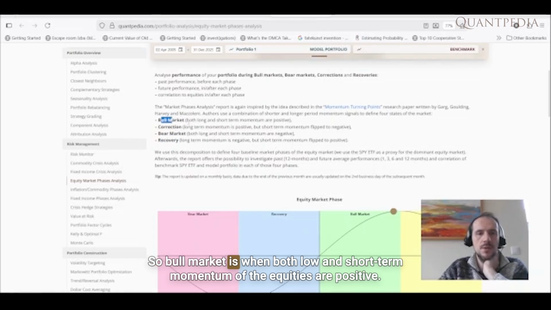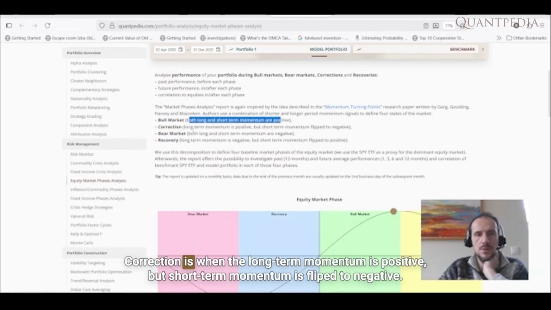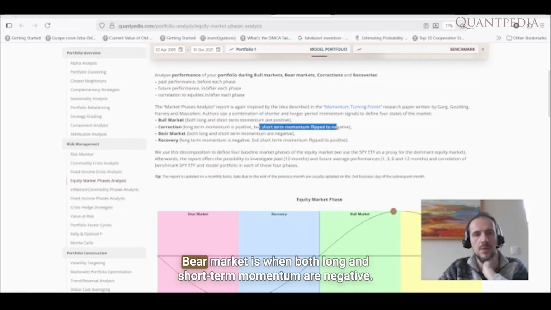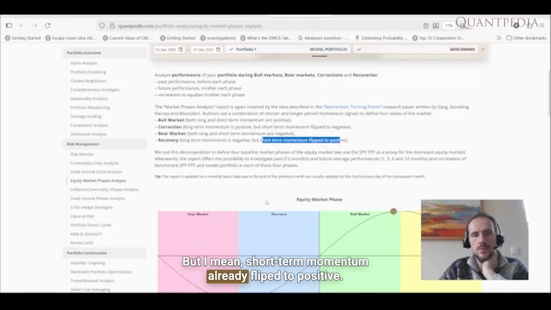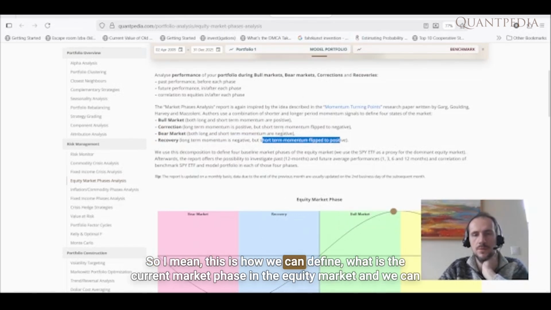So a bull market is when both long and short-term momentum of the equities are positive. Correction is when the long-term momentum is positive but short-term momentum has flipped to negative. A bear market is when both long and short-term momentum are negative, and recovery is when we have a negative long-term momentum, but short-term momentum has already flipped to positive. So this is how we can define the current market phase in the equity market.